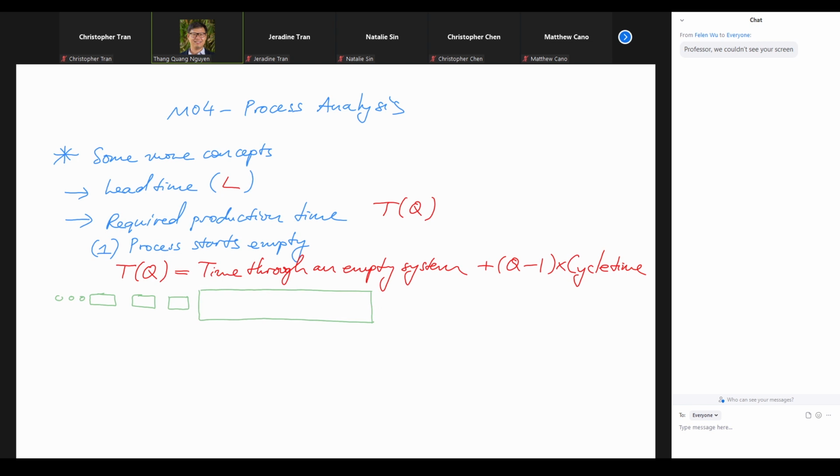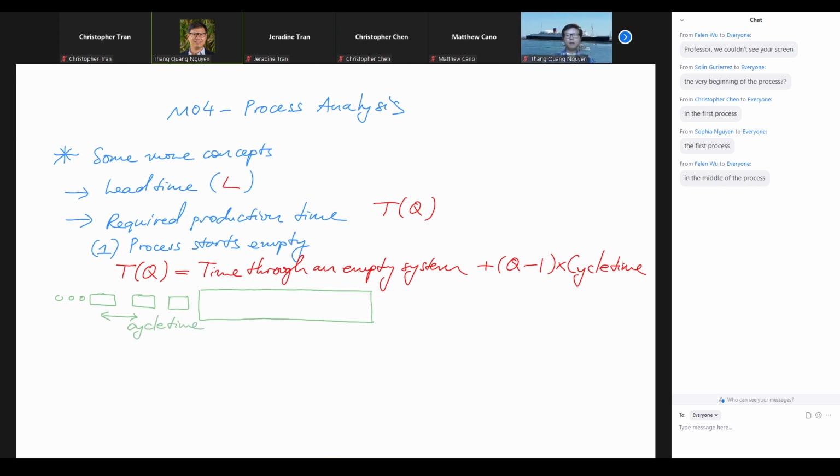By the way, I draw the line of pizza here, meaning that there's a distance between them, the cycle time. The cycle time will be here. The time gap between them will be... many of you would say it is at the start of the process, some of you say the middle of the process, right?